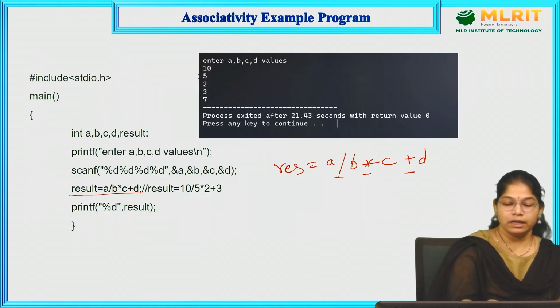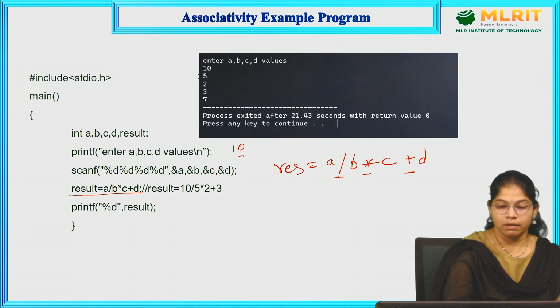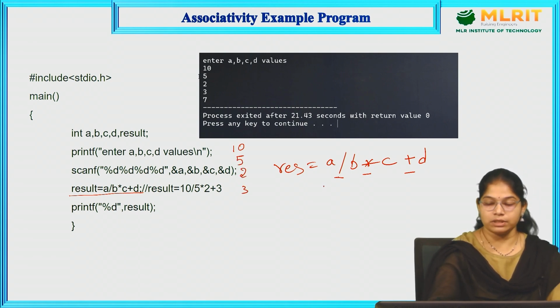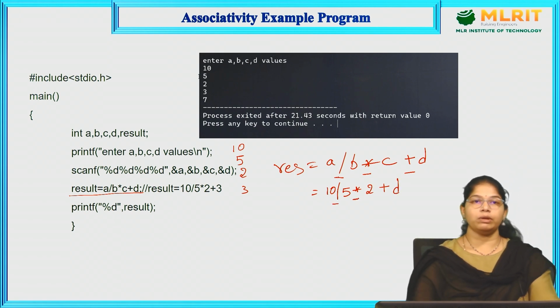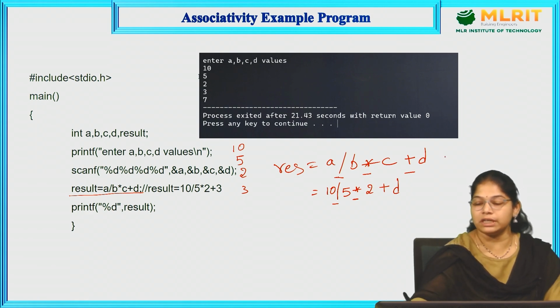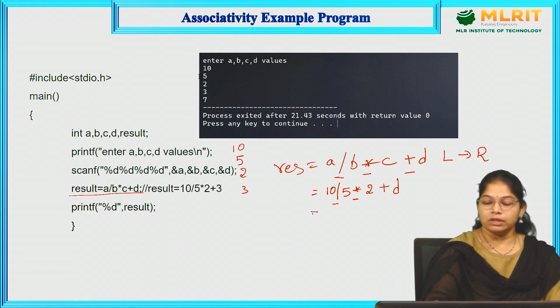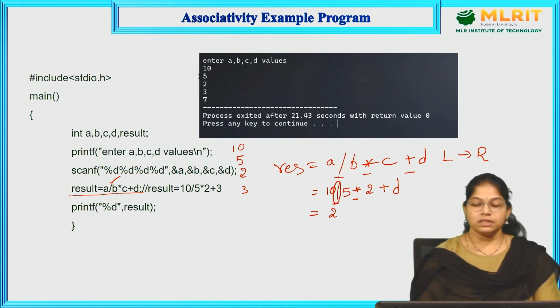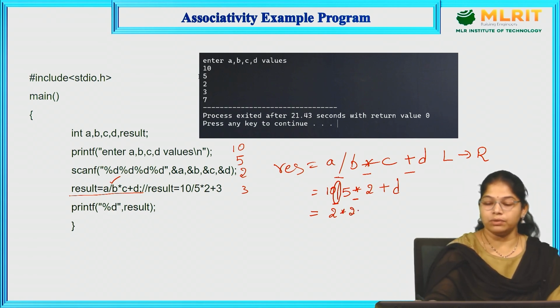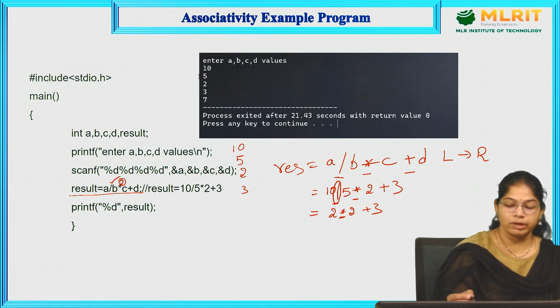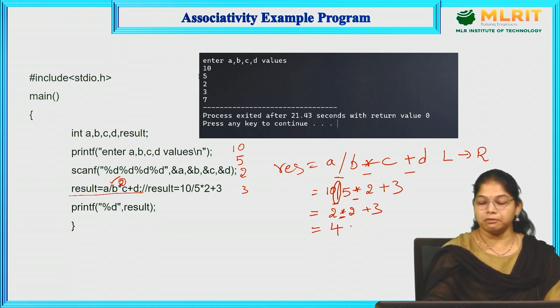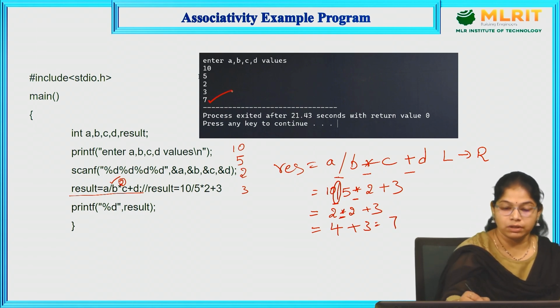So in this example, here I gave the values: A value is 10, B value is 5, then C is 2, D is 3. Here we have the operators division and multiplication, which have equal precedence. In that case, we have to go with the associativity, that is from left to right. So left to right, 10 by 5 is 2. So first this has to be evaluated. Then 2 into 2, the multiplication, is evaluated next. So 2 into 2 is 4, 4 plus 3 is 7. So here we got the result as 7.